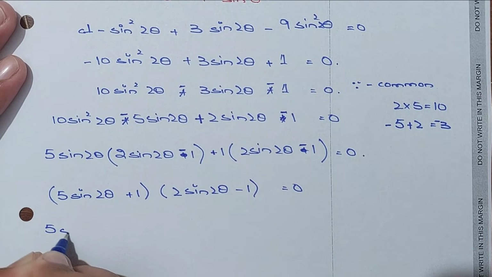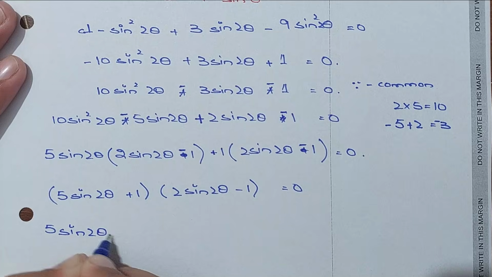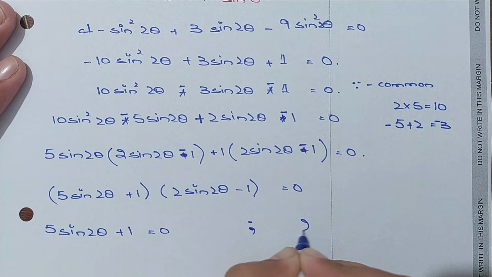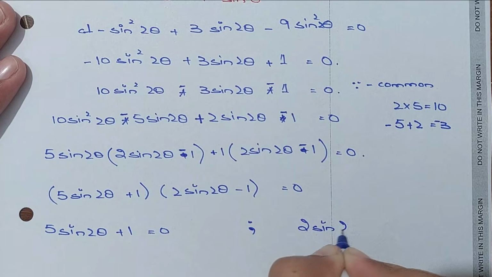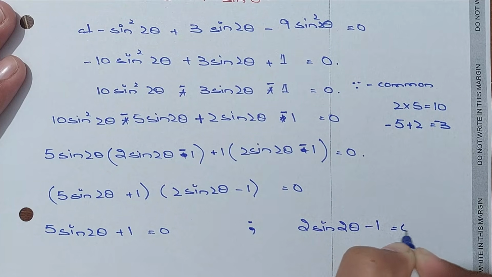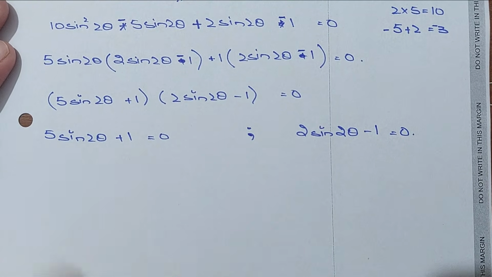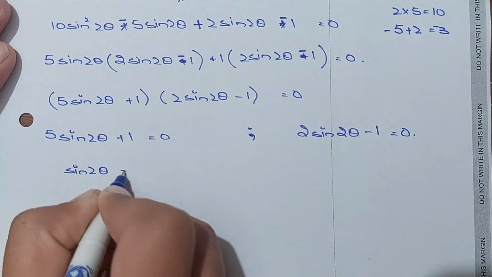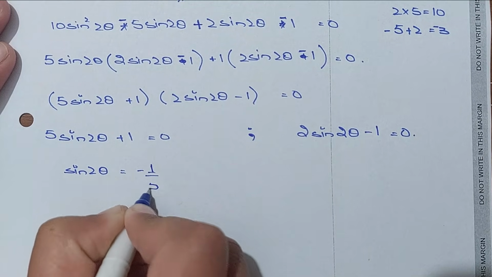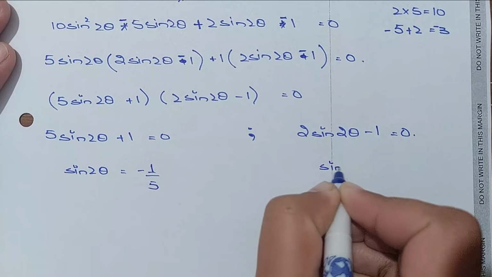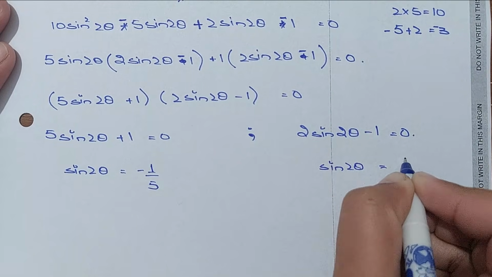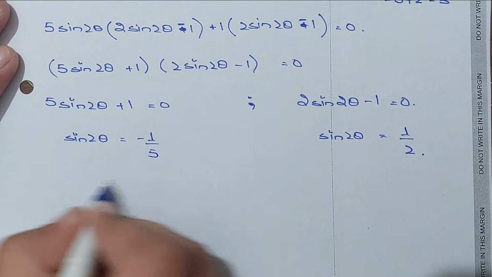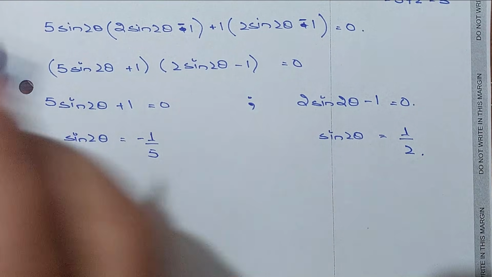Put both factors separately equal to 0. This factor is 0, and the other factor, 2 sine 2 theta minus 1, is equal to 0, right? So let me solve for theta. So sine 2 theta is minus 1 over 5. Here sine 2 theta would be 1 by 2. All right, so here the sign is negative and here the sign is positive.